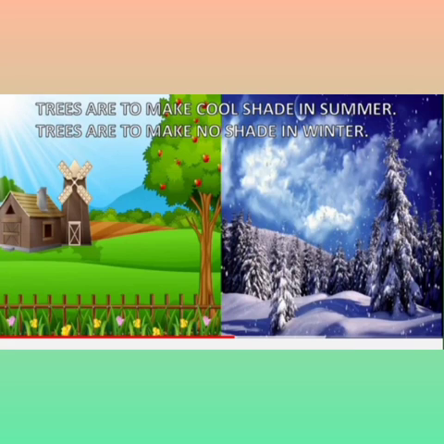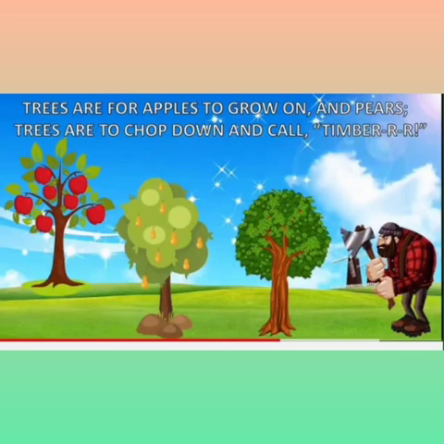Trees are to make no shade in winter. In the winter, however, trees become bare and they have no leaves in this season. Trees are unable to provide any shade to the travelers or to the children who play under them. Trees are for apples to grow on, and pears. Trees are to chop down and call timber. Chop means to cut down. So trees also provide us wood, which is used for building furniture.